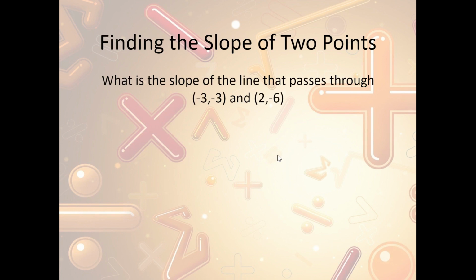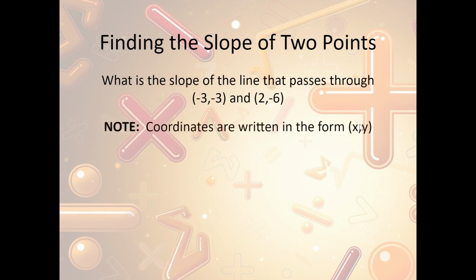Let's look at another example. What is the slope of the line that passes through (negative 3, 2) and (negative 6)? Again, coordinates are written as x and y. So this is my x, this is my y, this is my x, this is my y. And slope is change in y over change in x.